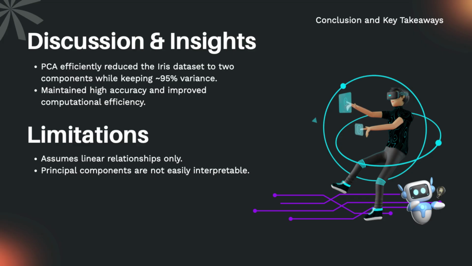To conclude our presentation, let's summarize the key insights. We demonstrated that PCA efficiently reduced the Iris dataset to two components while retaining approximately 95% of the total variance. This allows us to maintain a high level of model accuracy while substantially improving computational efficiency. We also note some limitations. PCA is a linear technique, meaning it assumes the relationships in the data are linear. Also, the new principal components are not as easy to interpret as the original features.